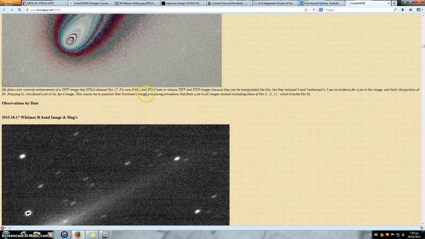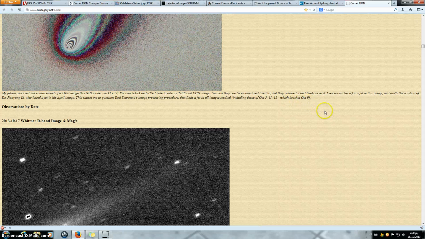That's not important. This is my false color contrast enhancement of a TIFF image that the STS-CL released on October 17th. I'm sure NASA and the STS-CL hate to release TIFF and FITS images because they can be manipulated like this. But they released it and I enhanced it. I see no evidence for a jet in this image. And that's the position of Dr. Jiang Yang Li, who found a jet in his April image. And this causes me to question Tony Scarmato's image processing procedure that finds a jet in all images studied, including those of October 5th, 11th, and 12th, which bracket October 9th.